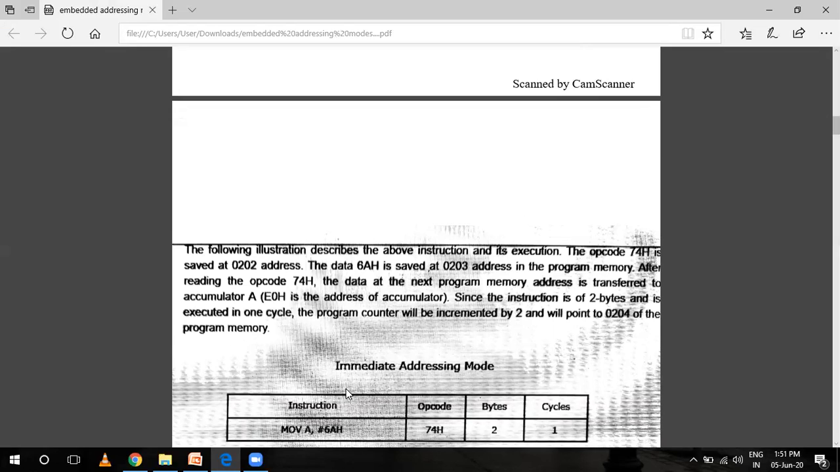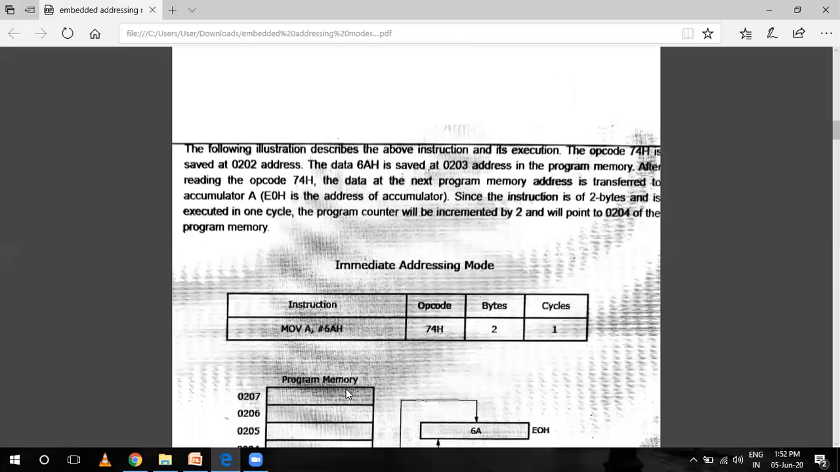The opcode 74h is saved at address 0202 and the data 6Ah is saved at address 0203 in the program memory. After reading the opcode 74h, the data at the next memory address is transferred to the accumulator A, and since the instruction is of 2 bytes and is executed in one cycle, the program counter will be incremented by 2 and will point to the next instruction.